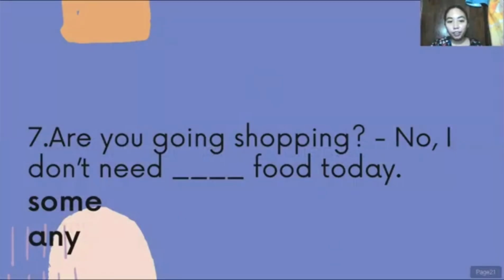Okay, for number 7, are you going shopping? No, I don't need blank food today. So it is some or any. Any. Okay, very good. It is any because there is a negative word here, don't. So if there are negative words, again, we will use the word any.